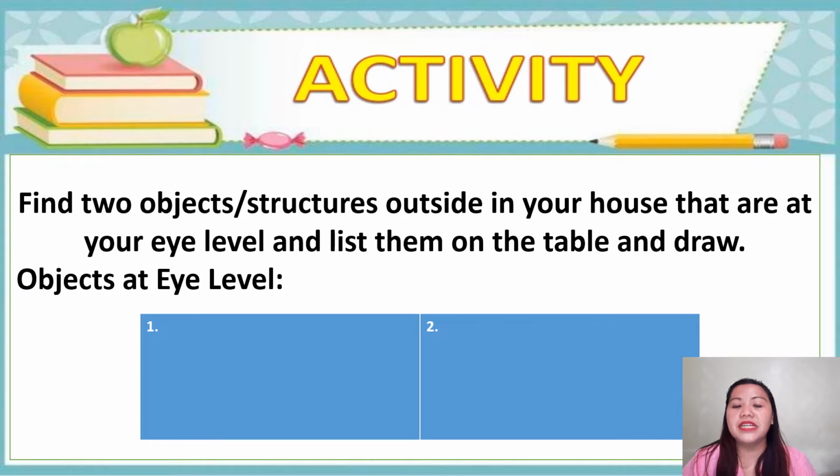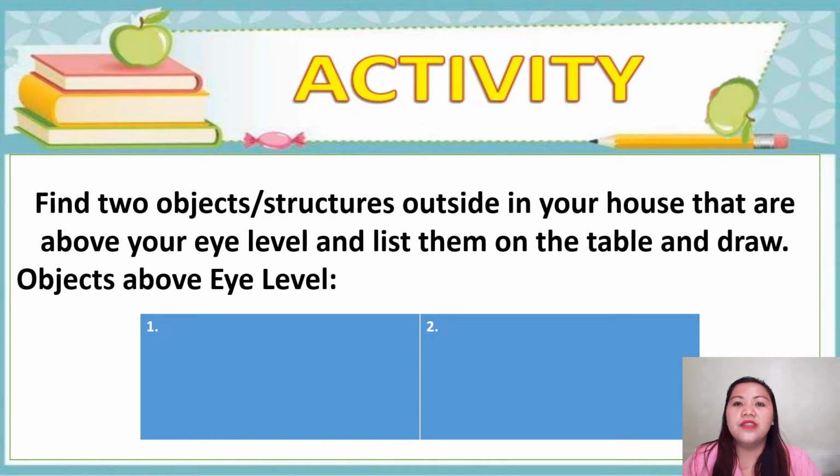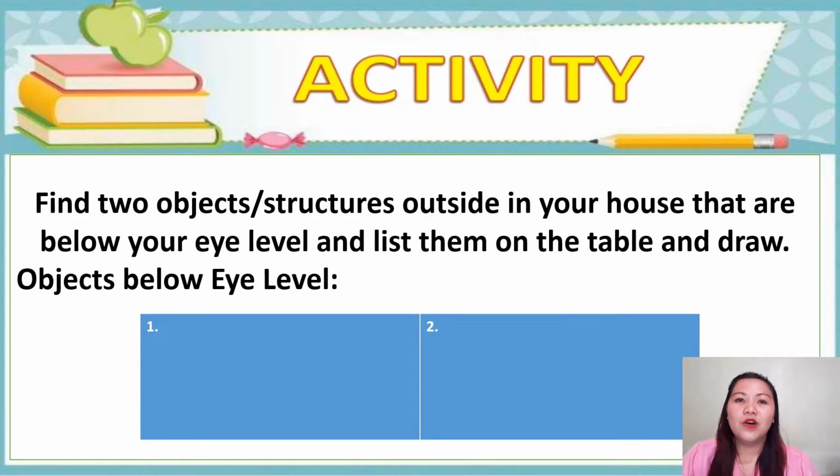We have here an activity wherein you're going to find two objects or structures outside your house that are at your eye level, list them on the table, and draw. Next, find two objects or structures outside your house that are above your eye level, list them on the table, and draw. The last one, find objects or structures outside your house that are below your eye level, list them on the table, and draw. Later, you're going to know the connection of this activity to our new topic today.